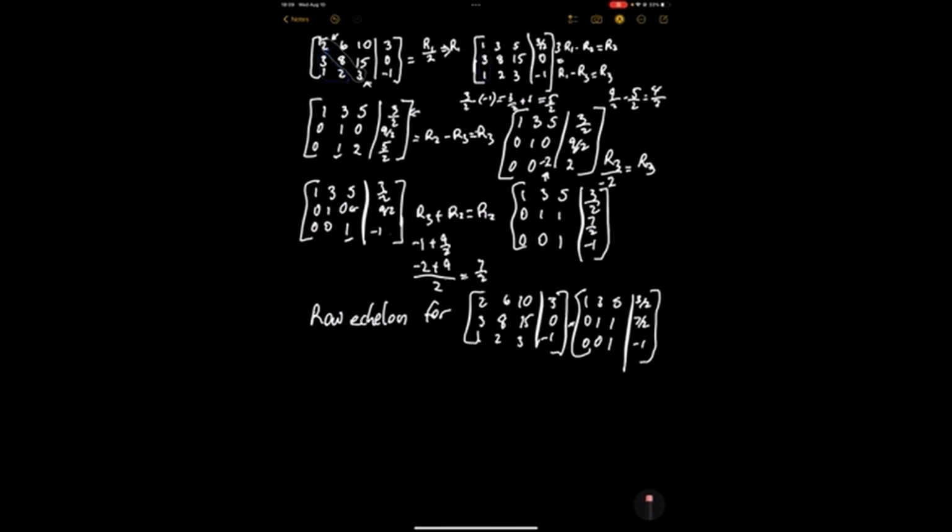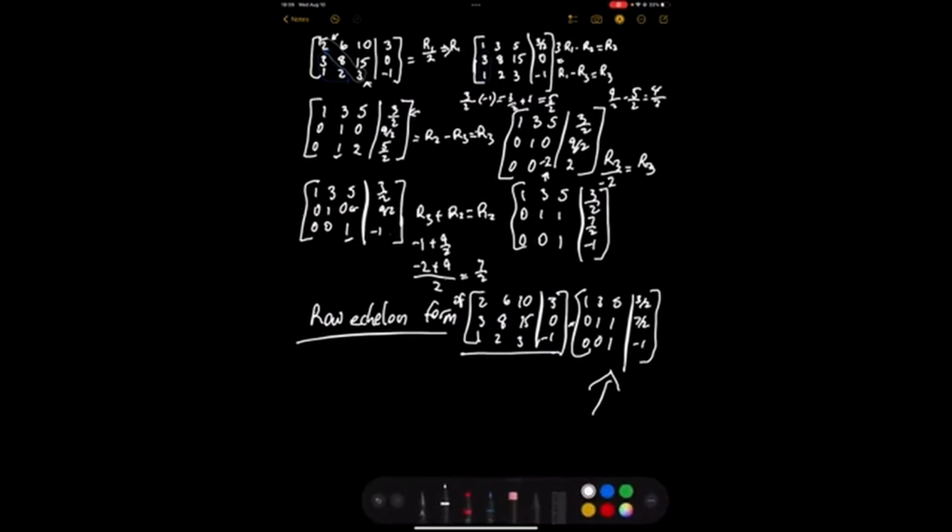Oh, yes. So basically what I'm saying is this: the row echelon form of this matrix is that matrix right here. And guess what? Now you are done. You are done.